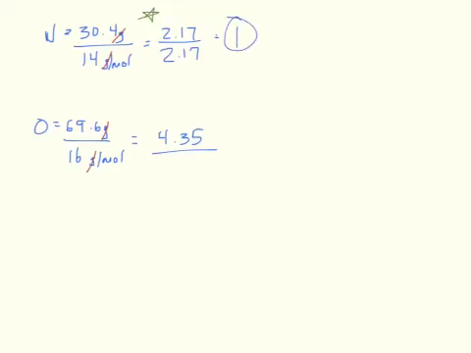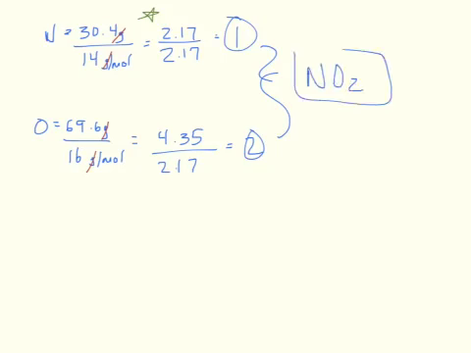gives us 1 nitrogen to every 2 oxygen, meaning our empirical formula is NO2. Right there. Now for number 23, we are using our compound from question 21, which question 21's compound is PBr5.